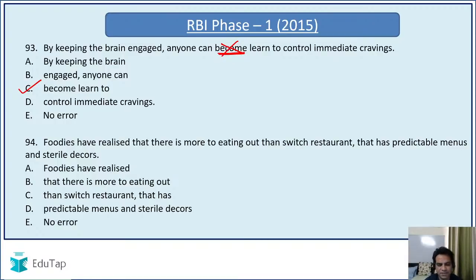So by keeping the brain engaged, anyone can learn to control immediate cravings. Not become, learn. Anyone can learn to control immediate cravings. Become is redundant here, so it was not required. We found the correct option is option number C. Let's go to question number 94.